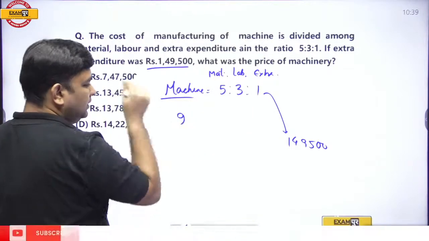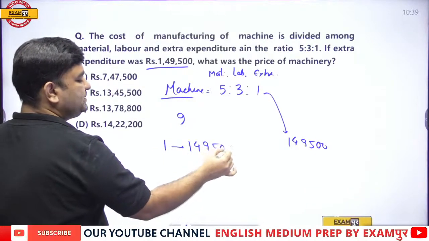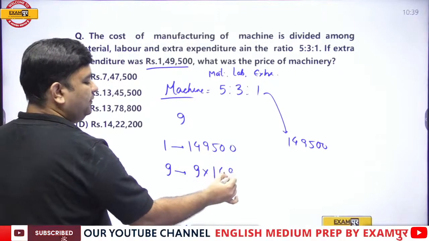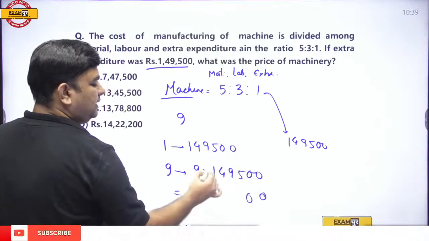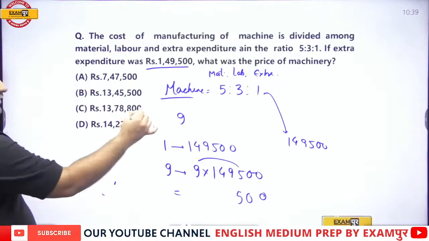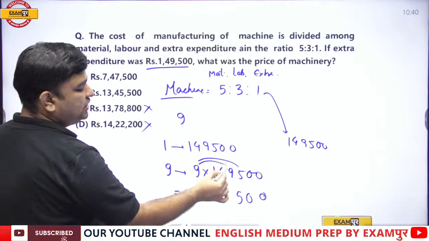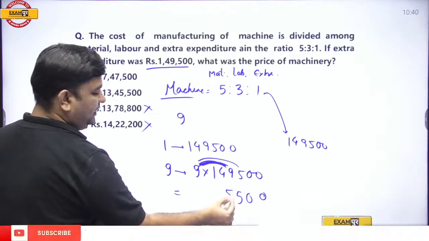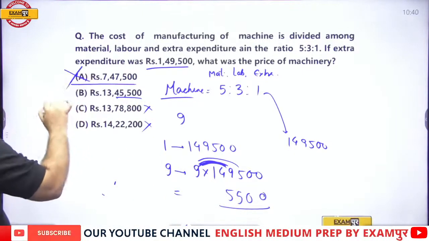So if value of 1 is known, what is the value of 9? So it is 9 into 149500. 2 zeros, 9 5s are 45. Last 3 digits 500. 9 4s are 36, 36 plus 9, 45... 81 plus 4, 85. Last 4 digits 5500. Answer.